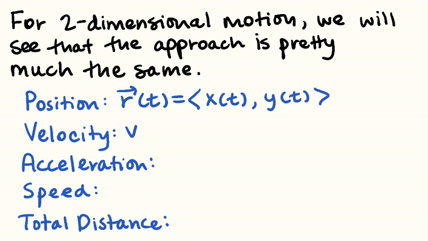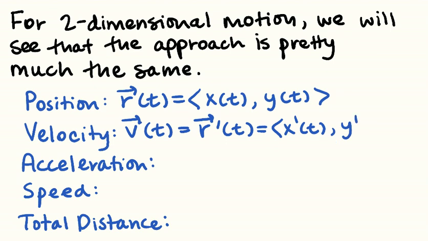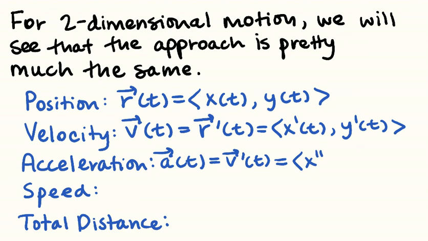The velocity vector: velocity is still the derivative of position. And we can take the derivative of a vector-valued function by taking the derivative of each of its components. So that's x prime of t and y prime of t. Acceleration, you could look at as the derivative of velocity, or the second derivative of position. It really doesn't matter. Either way, it's going to be the second derivative of x with respect to t and the second derivative of y with respect to t.